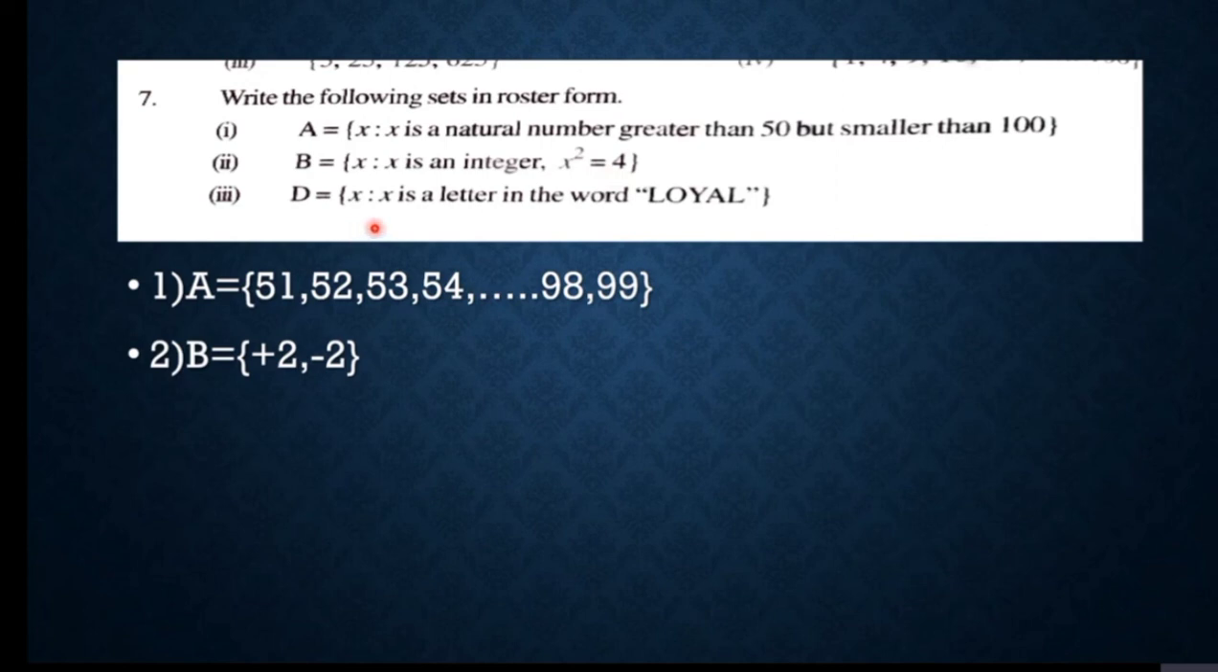D. X such that x is a letter in the word loyal. So here the word is given. In this word there are the letters L, O, Y, A, L. L is repeated here, so we take it one time only. So L, comma, O, comma, Y, comma, A. This is the roster form.